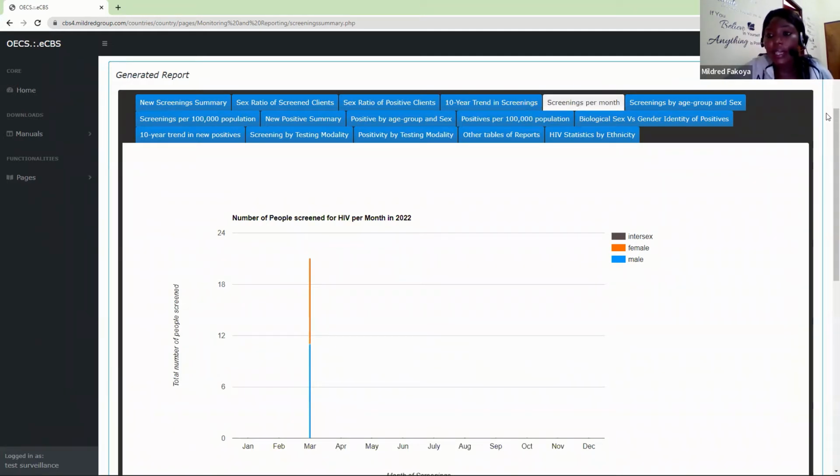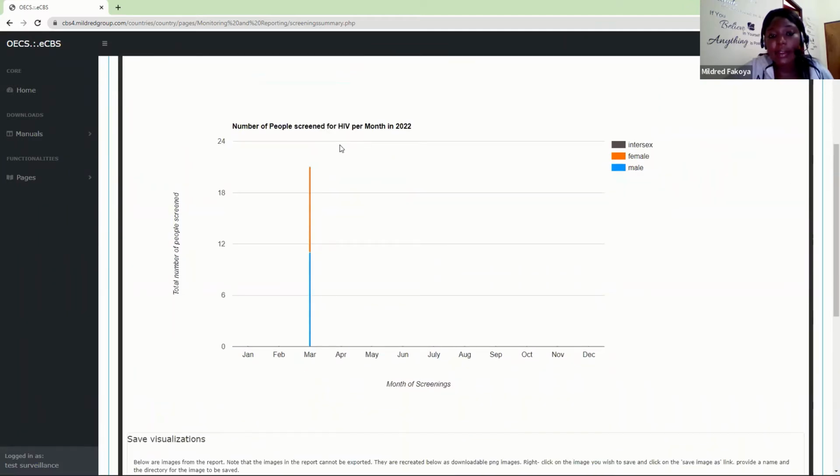And then you will see the sex of the screening, both male, female, and intersex. The colors of male, female, and intersex remain consistent throughout the system. So you will know that when you see a blue color, it is talking about the male. If you see the orange, female, and if you see the gray, is intersex.